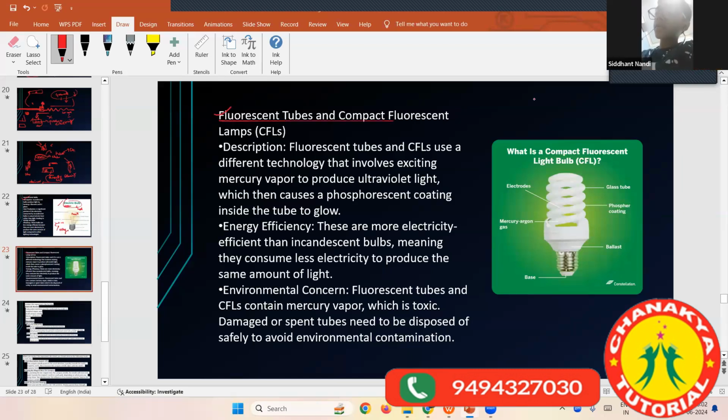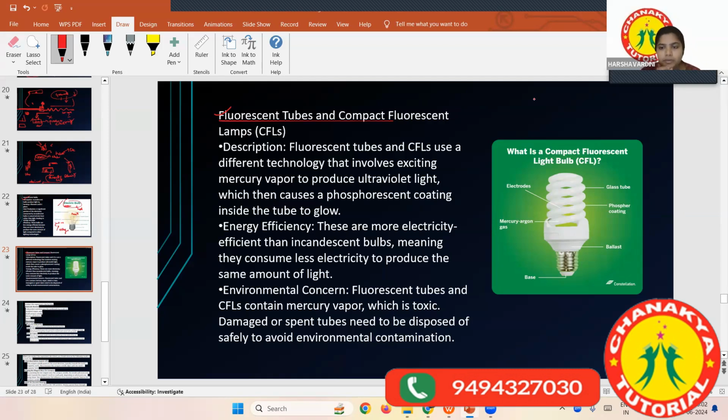Okay. Now going to fluorescent tubes and compact fluorescent lamps. So CFLs. CFL bulbs are very, very famous. They have quite good advancements over the normal bulbs. Compared to that bulb, they use less energy and give more efficiency.